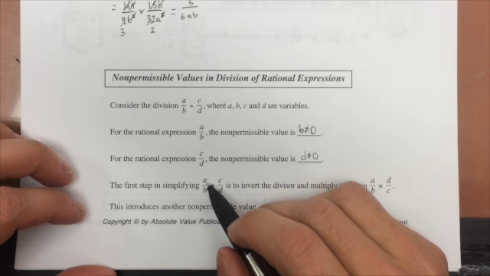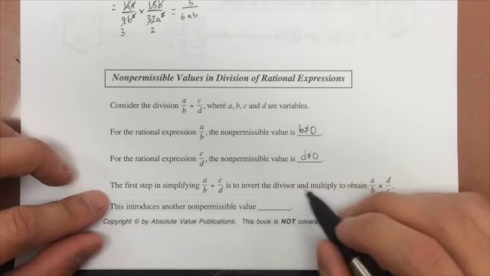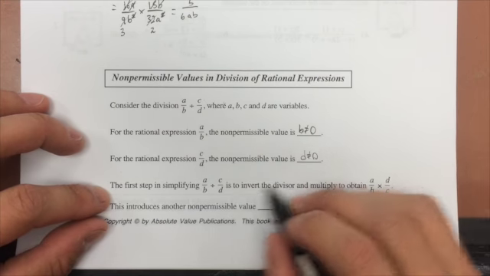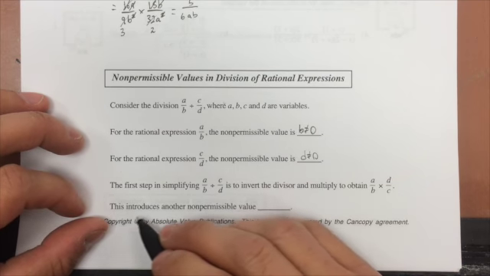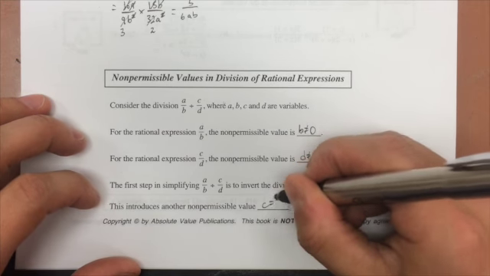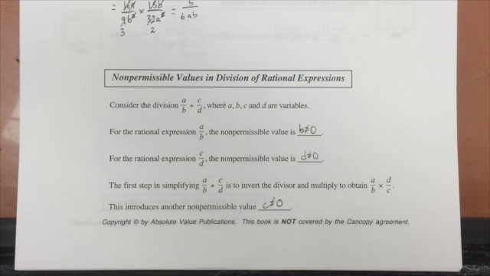So the first step in simplifying a over b divided by c over d is to invert the divisor and multiply, to obtain a over b times d over c. All we did to get d over c is we flipped this one over the bottom. So then this introduces one more non-permissible value, and that's c can't equal 0. All right, and so we ended up having 3 non-permissible values in that case.